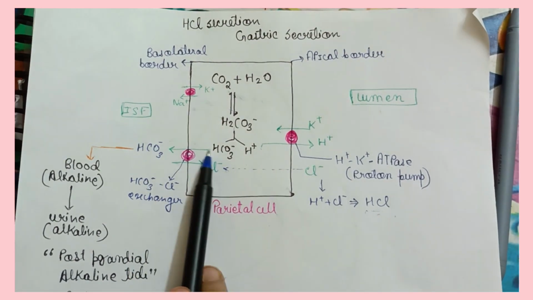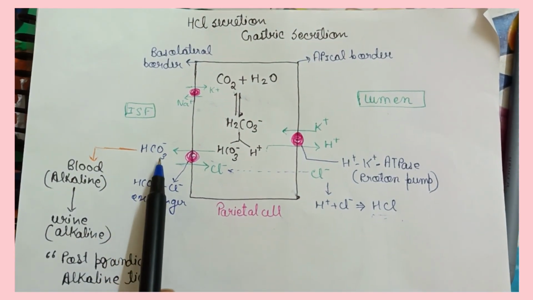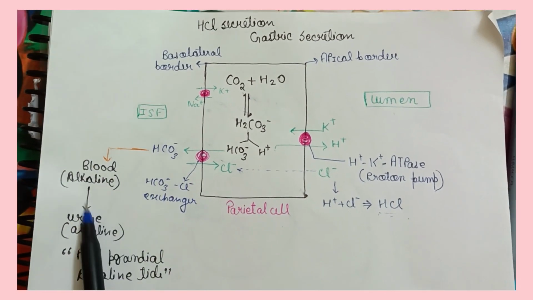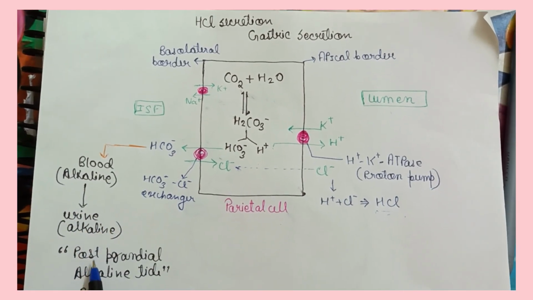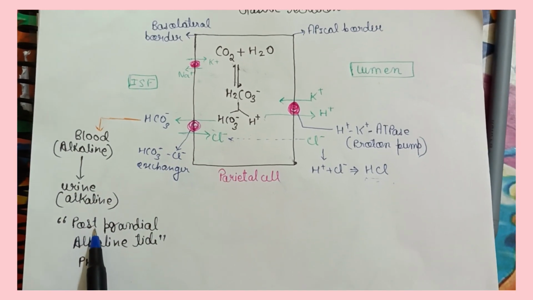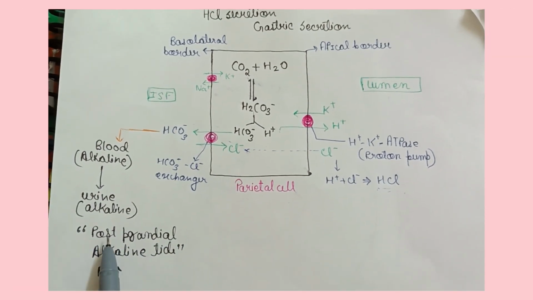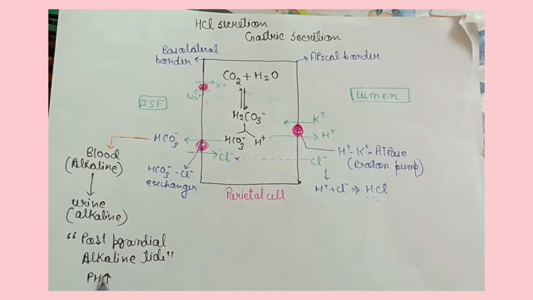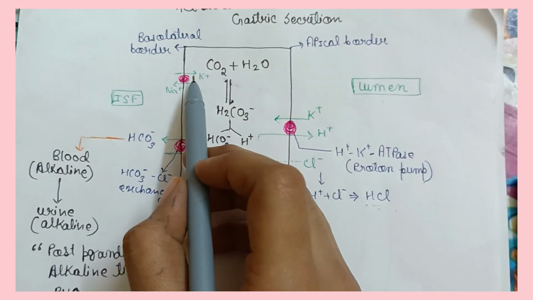The bicarbonate ion, which moved out of the parietal cell into the interstitial fluid, actually makes the blood alkaline. Blood becomes alkaline. It in turn makes the urine alkaline during filtration of blood. This is known as postprandial alkaline tide. Postprandial alkaline tide means increase in the basicity of blood and urine just after intake of food.